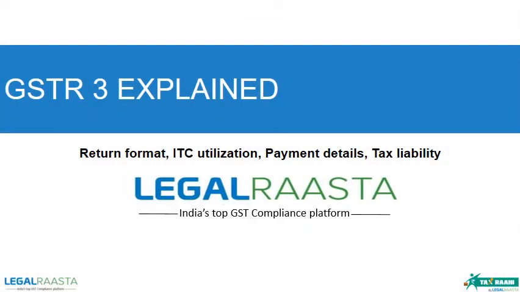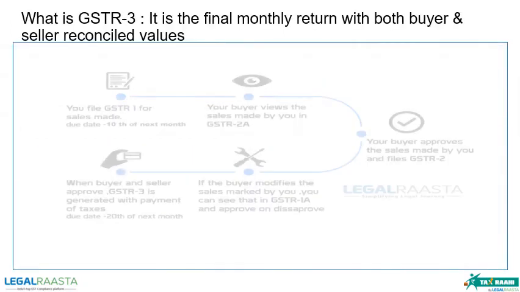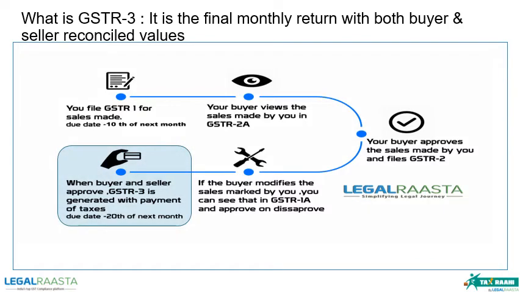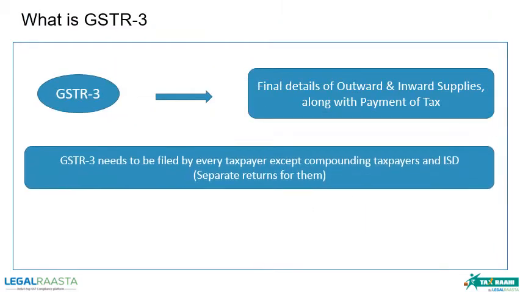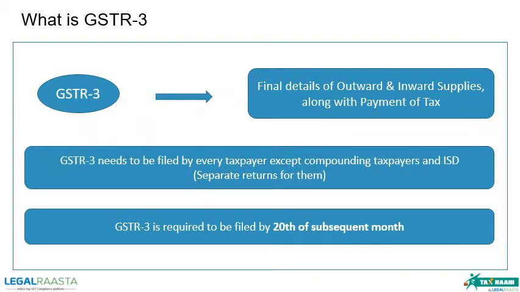In this video, we are going to explain what GSTR-3 is and its filing process. When both buyer and seller approve, GSTR-3 is generated along with payment of taxes. GSTR-3 needs to be filed by every taxpayer except compounding taxpayers and ISD. It is required to be filed by the 20th of the succeeding month.